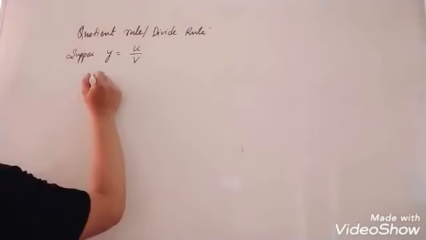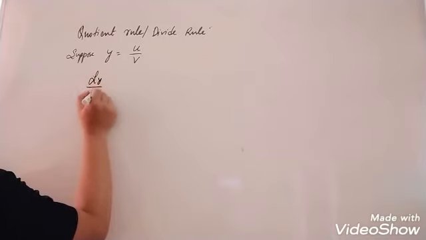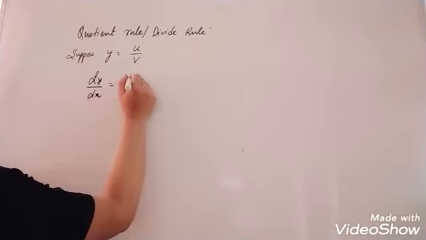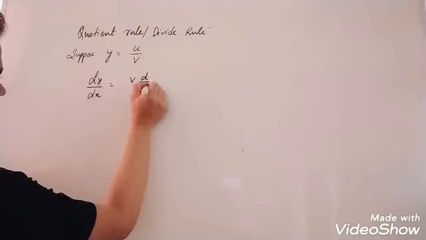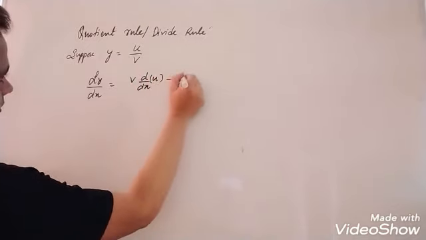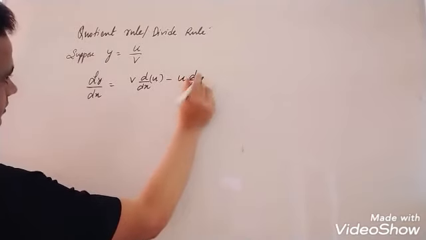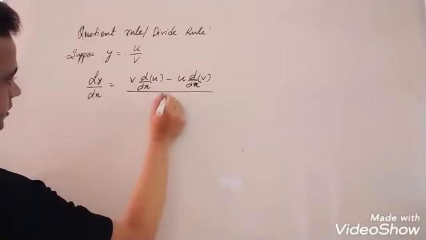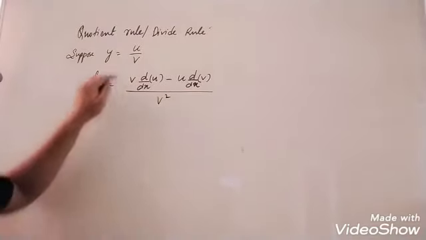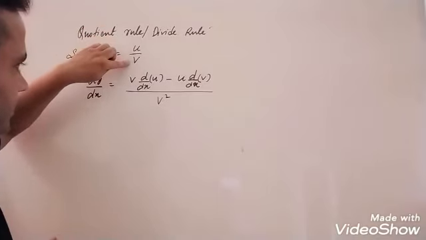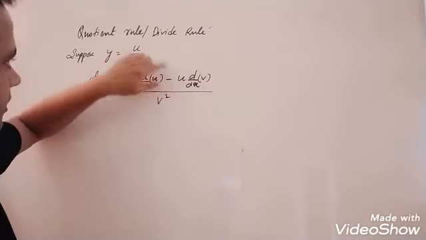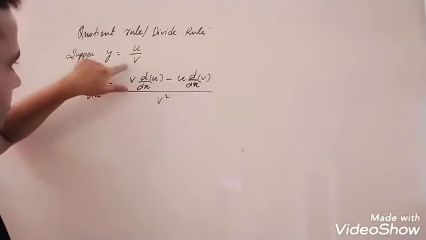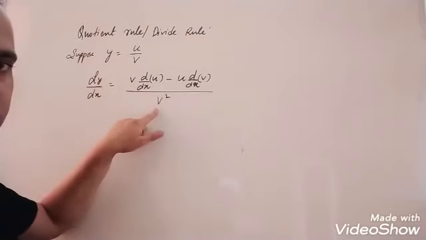In this case, the formula will be dy by dx equals denominator v, differentiation of u numerator, minus u, differentiation of v, divided by denominator square. So u is the numerator and v is the denominator. Now we have to do denominator times differentiation of numerator minus numerator times differentiation of denominator, divided by denominator square.